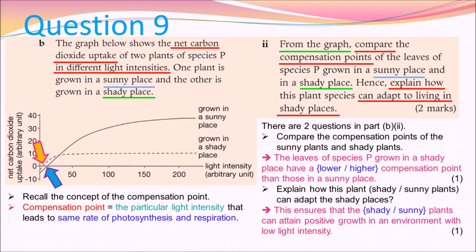Because this ensures that shady plants can attain positive growth in an environment with low light intensity. So remember that positive growth means the plant can carry out photosynthesis at a higher rate than respiration, so it can make more food. More food can be used for survival, for growth, for making fruit, something like this. So that's why question 1, question 2, two parts in this part B.